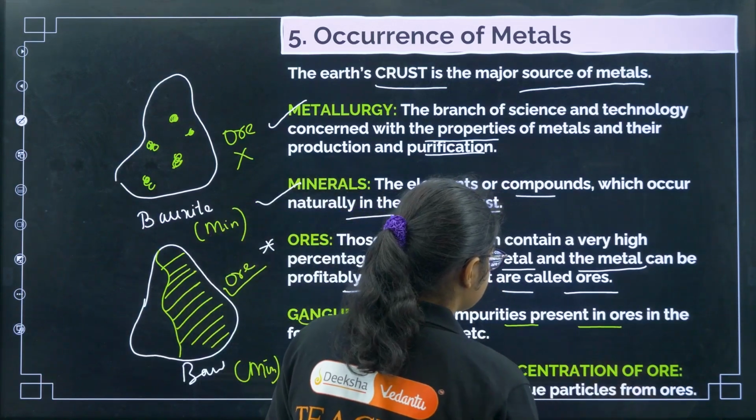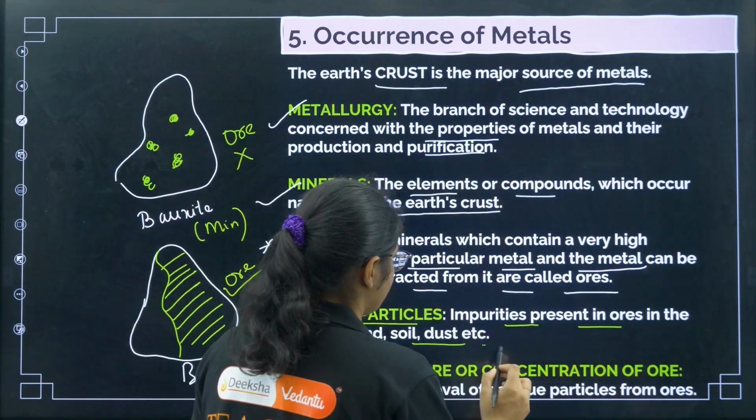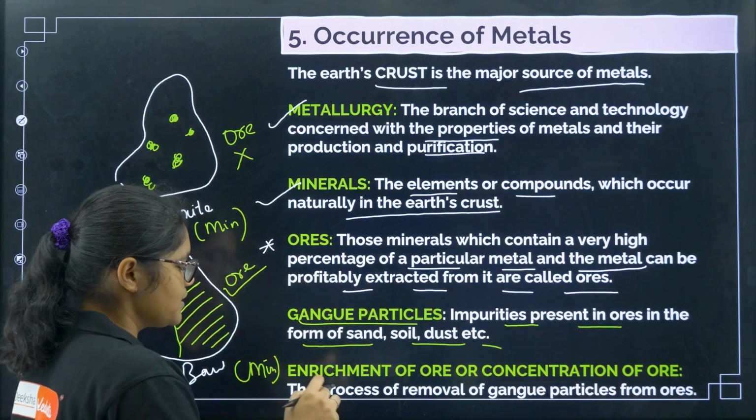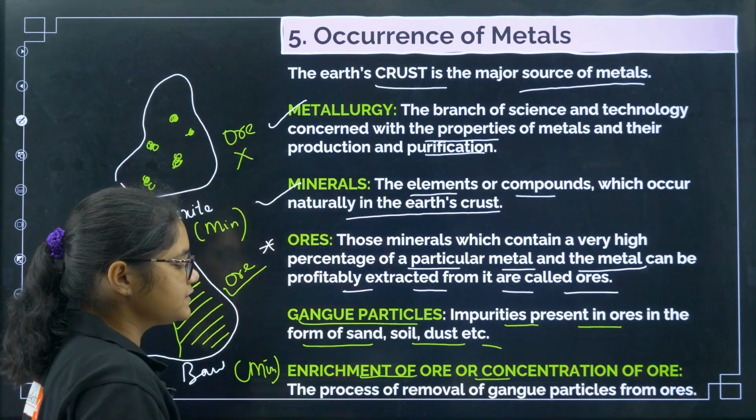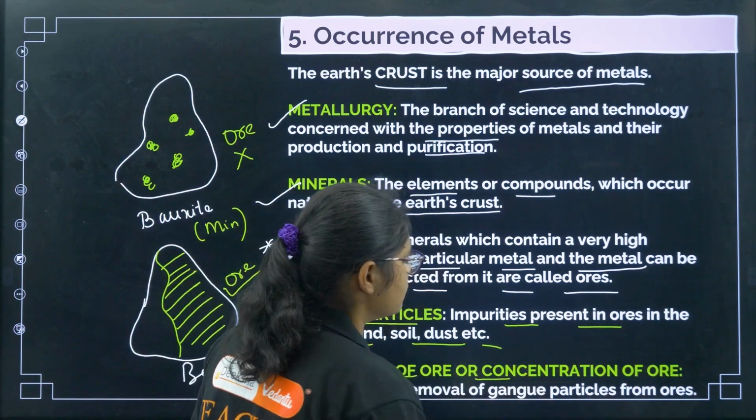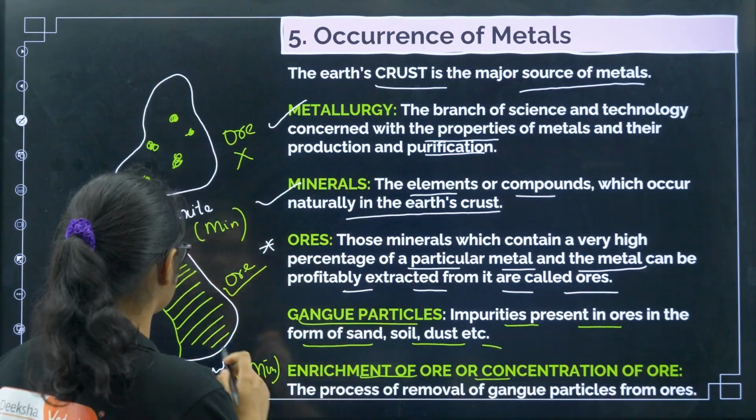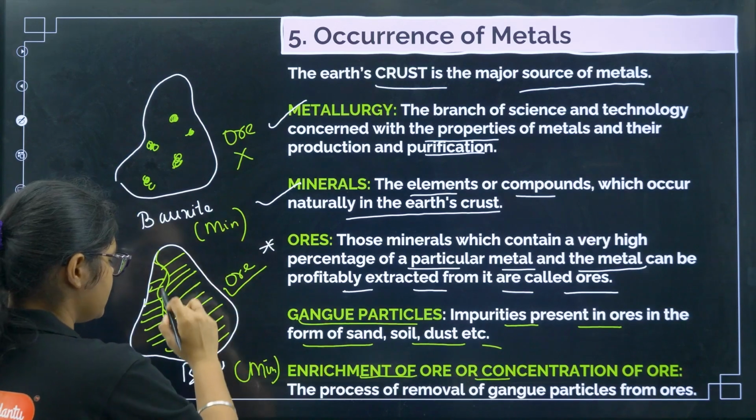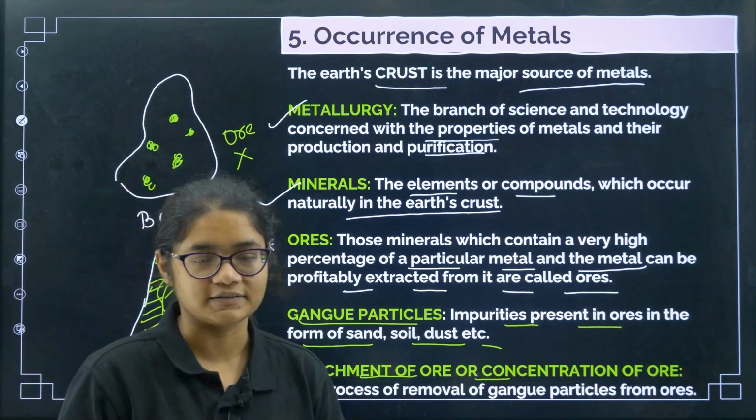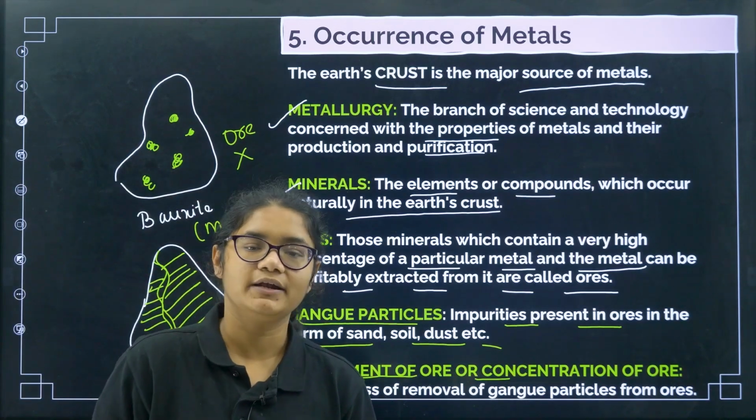The impurities present in the ores in the form of sand, soil, etc. are called gangue particles. Now, enrichment of ore, or concentration of ore, is the process of removal of these gangue particles from ores. So removal of these impurities and getting the pure metals and then doing their processing is called enrichment of ore.